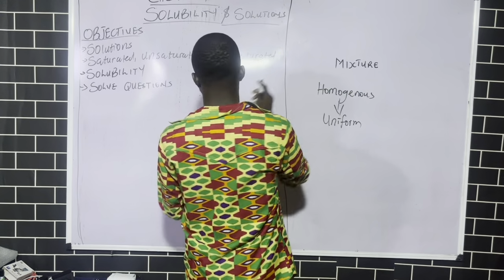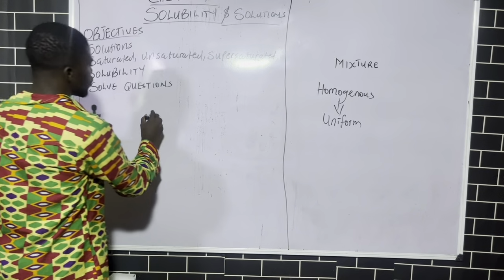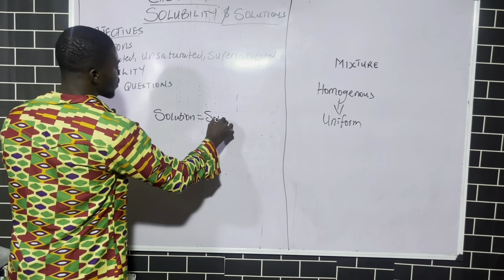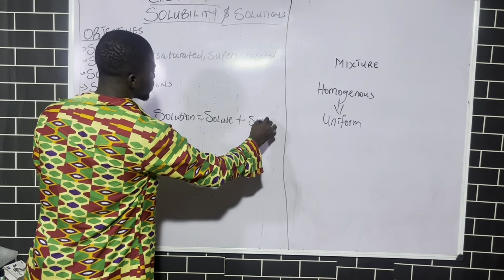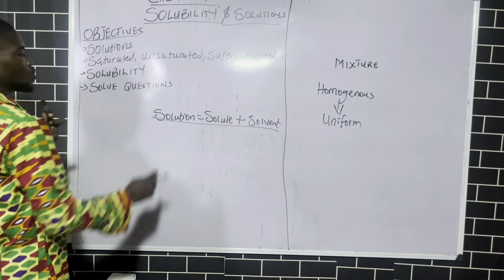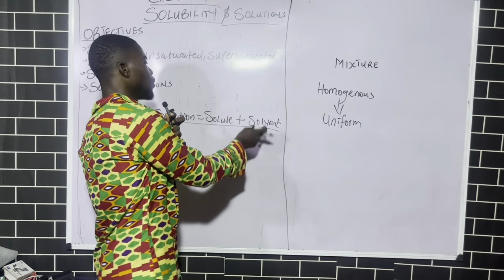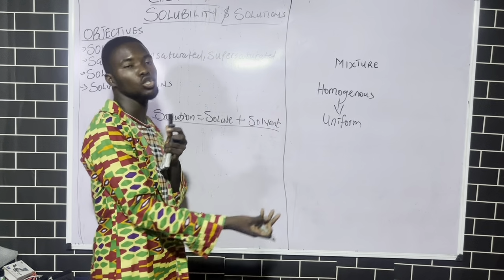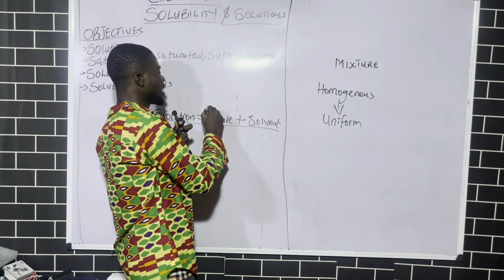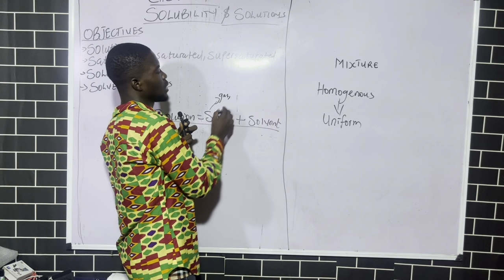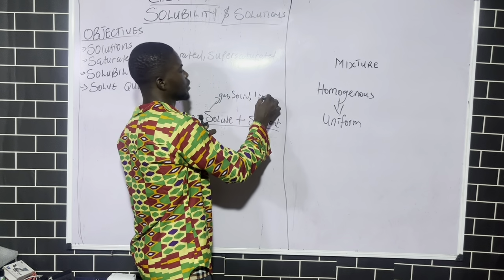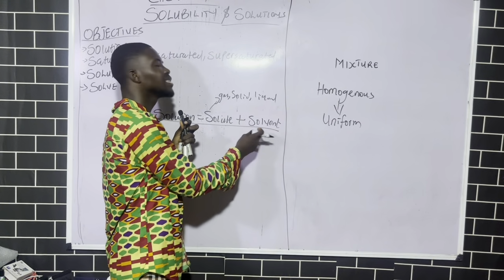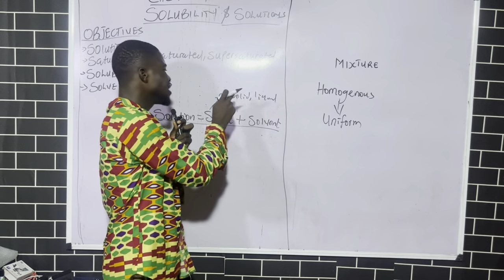So solution is equal to solute plus solvent. A very necessary factor you should take note of. What is solute? The substance that is being dissolved. What is solvent? The substance dissolving the solute. Solute can be a gas, a solid, or a liquid. Solvent also can be gas, solid, or liquid, but most times solvent is a liquid.